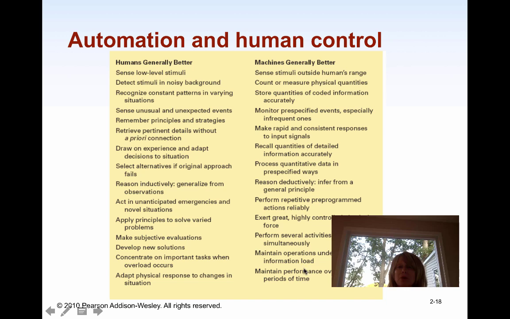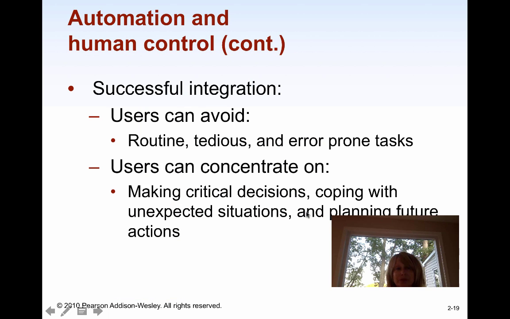The one thing to remember about the computer is the computer has to be programmed by a human to do everything it has to do. Even when computers learn, it's only based upon information that humans have given it. So there are certain tasks that we give computers: mathematics, adding, subtracting, dividing, percentages, routine error-prone tasks. Computers are perfect for that. And this allows us humans to concentrate on critical decisions, coping with unexpected situations, and planning future actions.